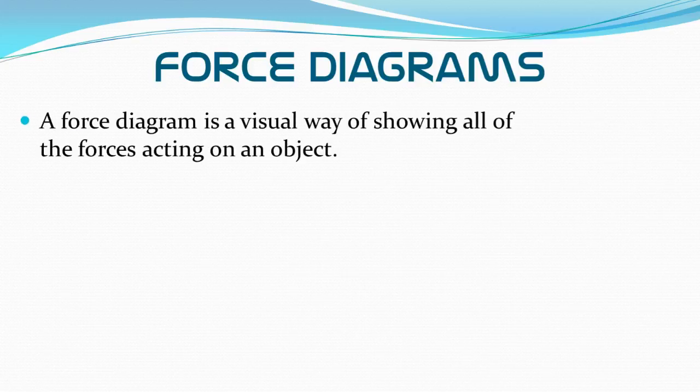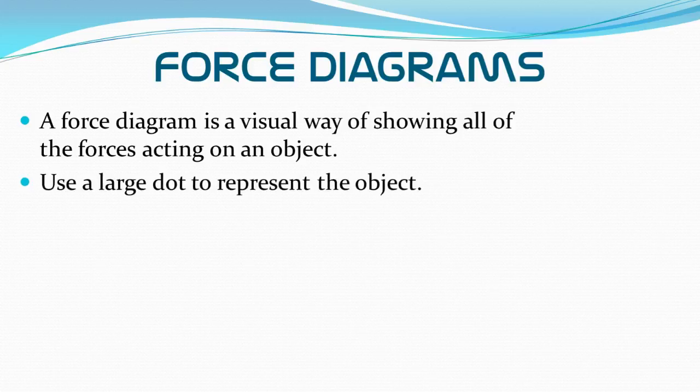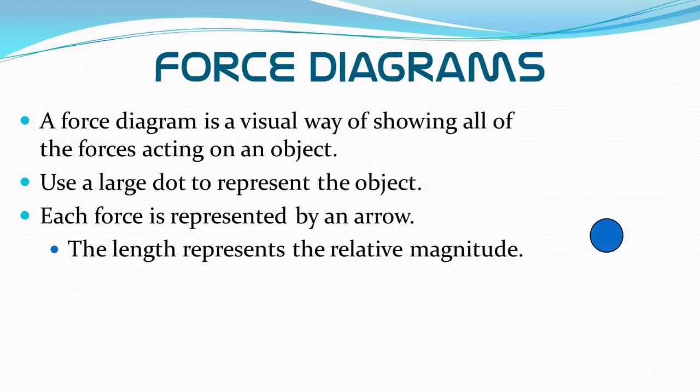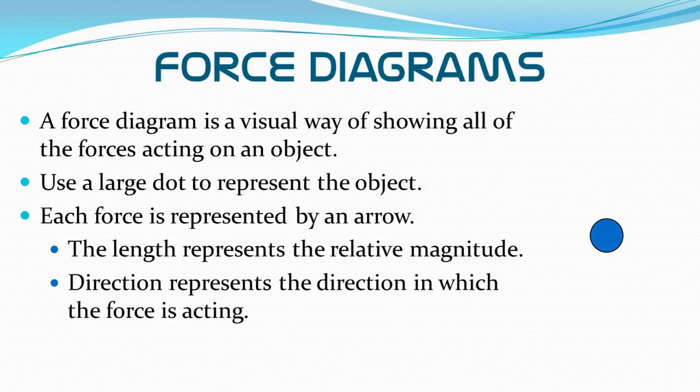A force diagram is a visual way of showing all the forces acting on an object. To draw a force diagram, we represent the object with a large dot. Each force is represented by an arrow. The length represents the relative magnitude, so the relative size. A bigger force is represented by a longer arrow. These arrows represent the direction in which the force is acting. These forces always act away from the object.